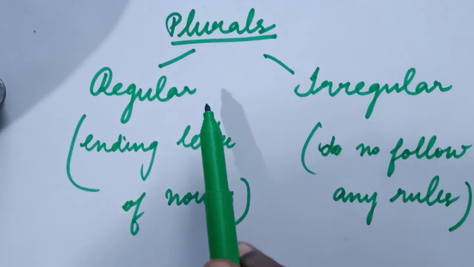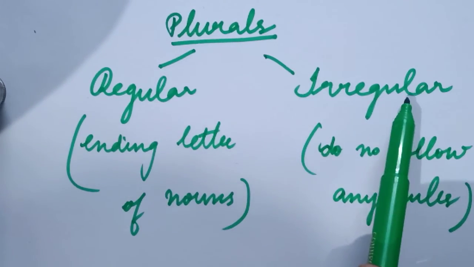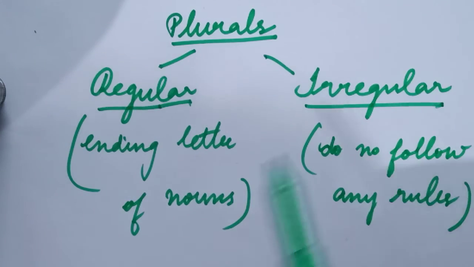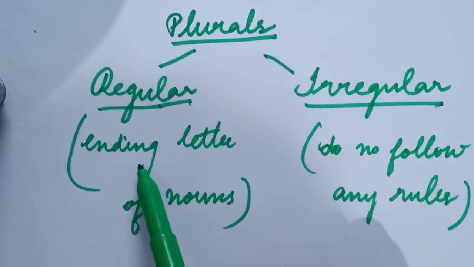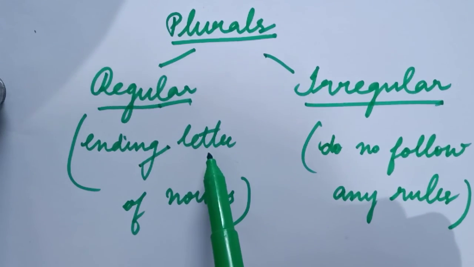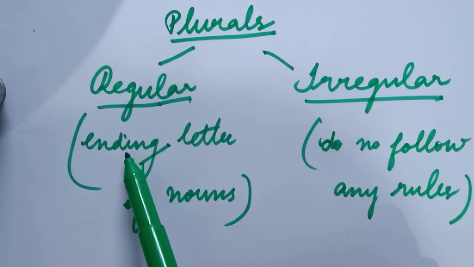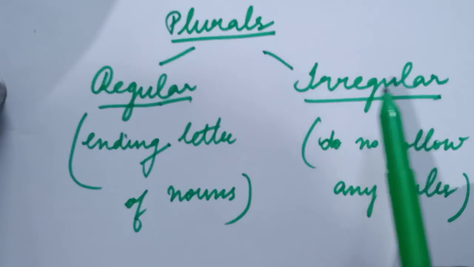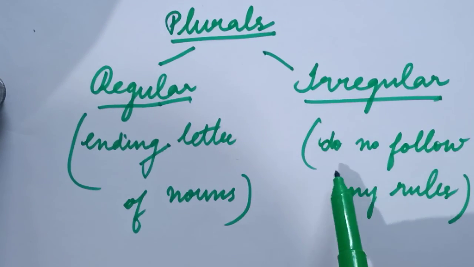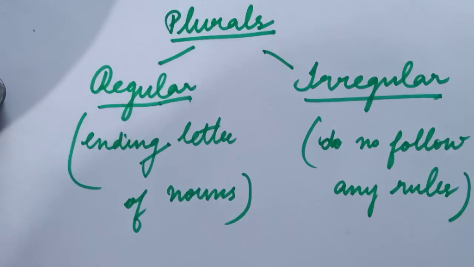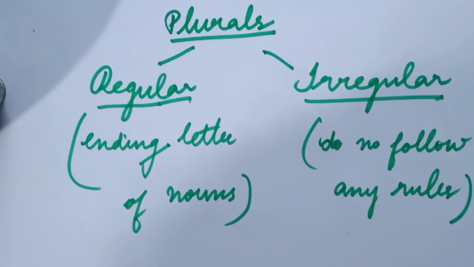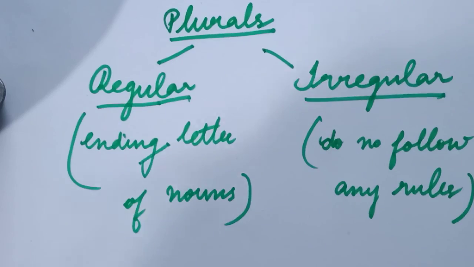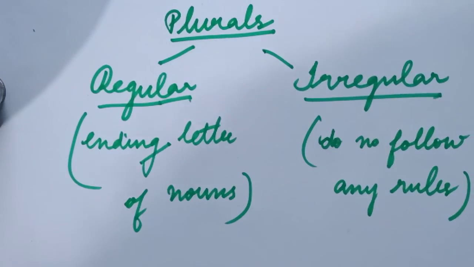Understood? So we have two types of plurals. One is the regular type and the other one is the irregular type. In the regular type, we convert the singular to plural with a change in the ending letter of nouns, wherein in the irregular form they do not follow any rules. Understood? So here we are going to see some rules for how to convert nouns to plural.